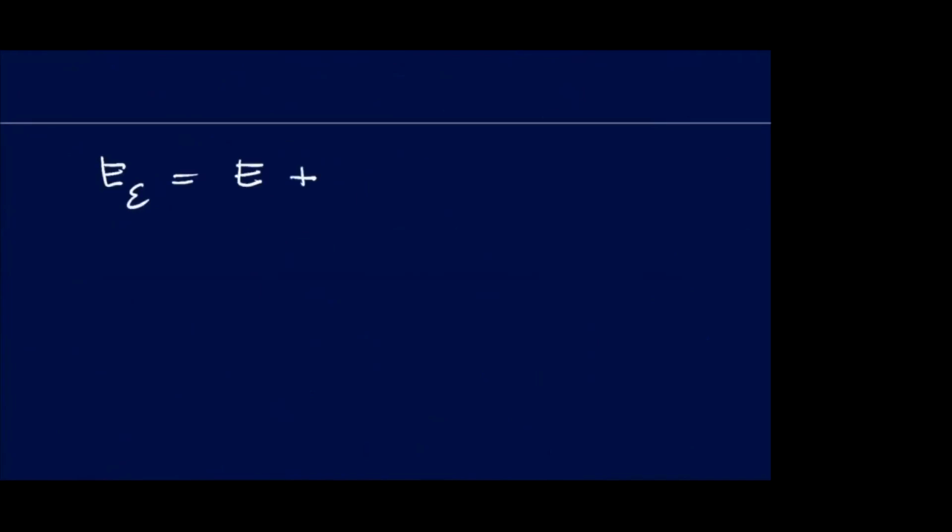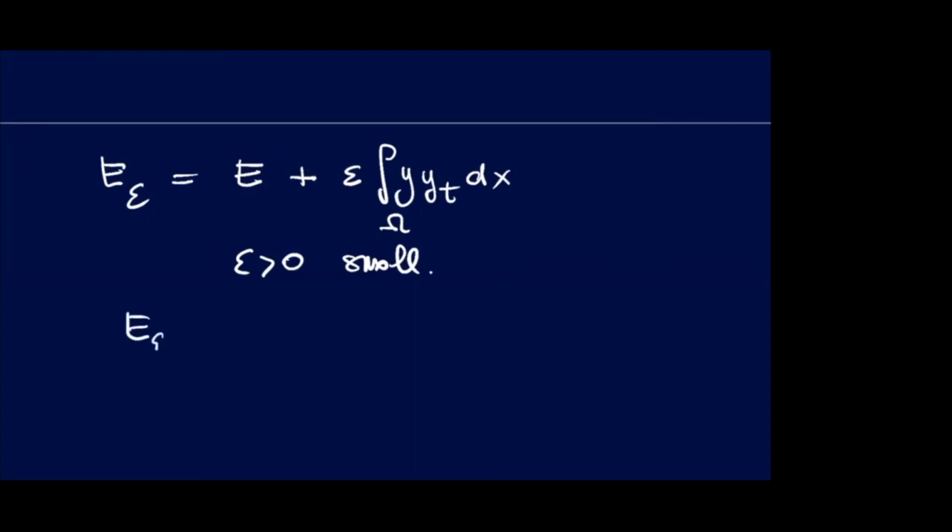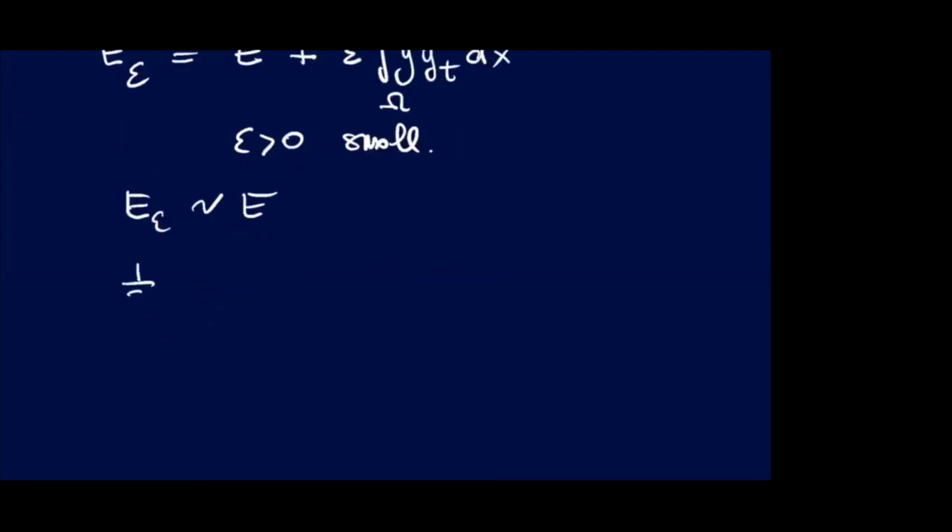They said, let me take the energy and let me add this little extra term, with epsilon positive and small. You will understand why. So the first thing to do is to observe that E epsilon is completely equivalent to E. What does it mean? It means that half of E is going to be less than E epsilon, and this will be less than, for instance, 2E, or if you wish, 3/2 E.